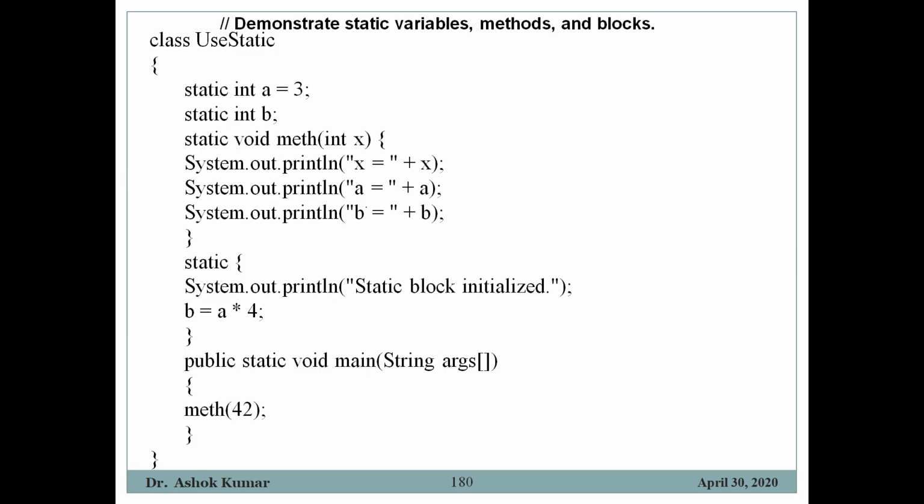So in this slide, we have used a static method. This main is a static method. Then there is a static block. So this is the block, and some static instance variables are there. These are the static instance variables, and this is a static method. So in the use static class, there are three types of static members. One is static instance variable. So these are the static instance variables, this one. Then we have static method. This is the static method.